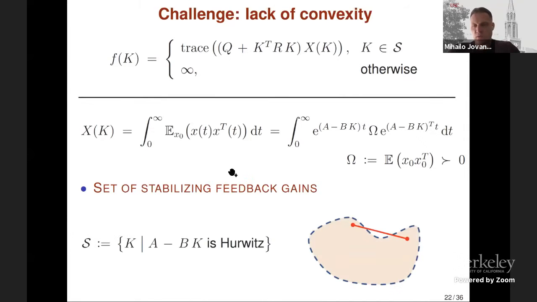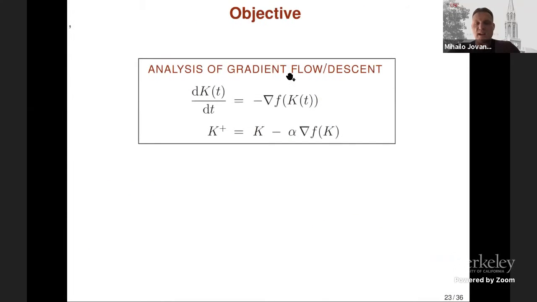Another reason for loss of convexity is that the set of stabilizing feedback gains is not a convex set. This is a well known fact in control theory. So for at least two reasons, you don't have convexity of the LQR cost when you express it in terms of the feedback gain matrix. So what we would like to do is analyze gradient flow and gradient descent dynamics and establish their properties. The question that arises is, what is known about this problem? Even though it is non-convex, what kind of standard results can we tap into in order to make some progress?